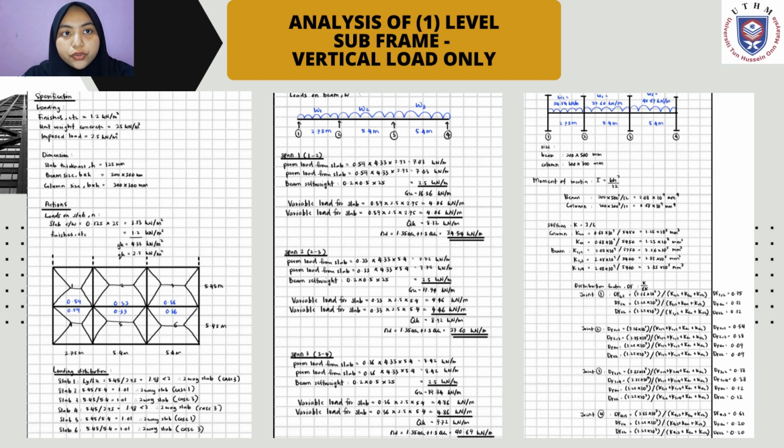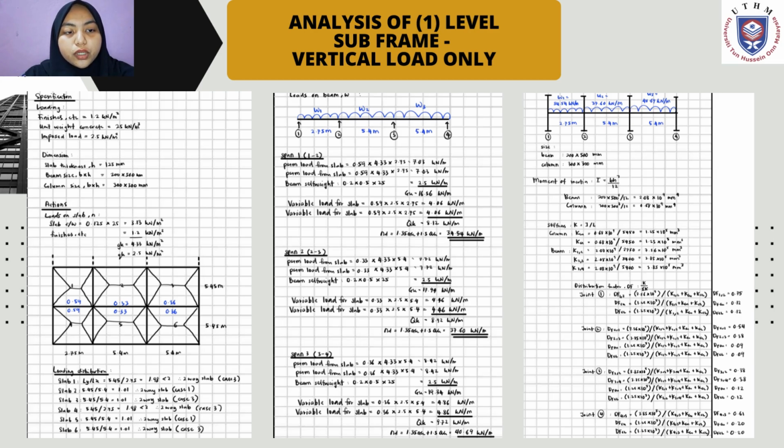Beam size is according to the drawing, which is 200 times 500 mm, and the column size is 300 times 300 mm. So firstly, we have to calculate the action, which is loads on slab, which is N, and then we have to obtain the GK and QK. Then we have to determine the loading distribution for each slab by determining whether the slab is two-way or one-way, and then determine the case. After we have determined the case, we have to find its shear coefficient for each slab by referring to the EC books, and then we have to calculate the loads on beam, which is W.